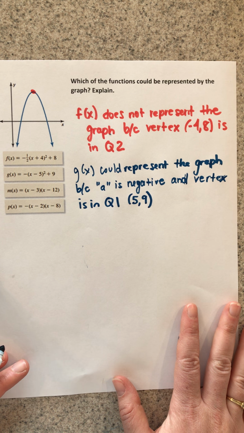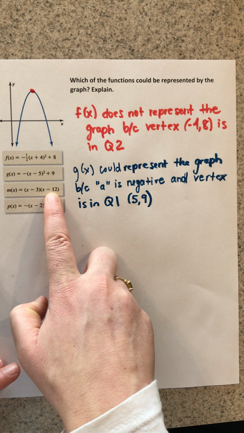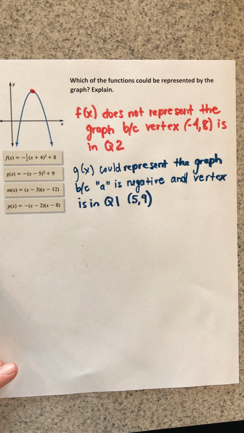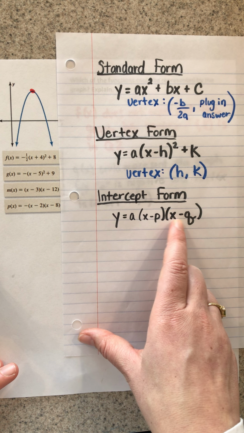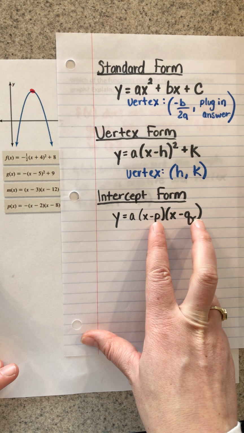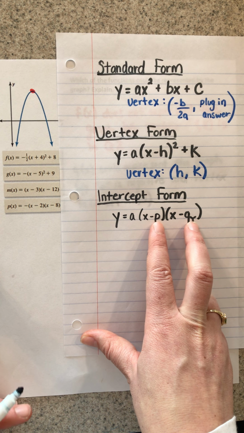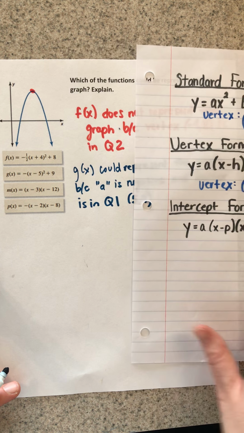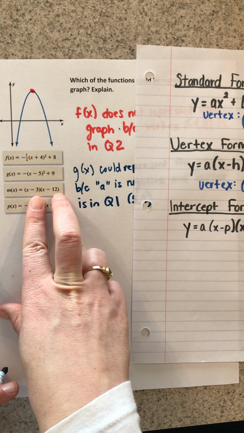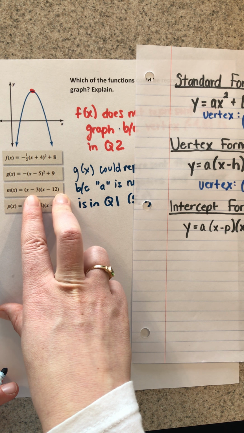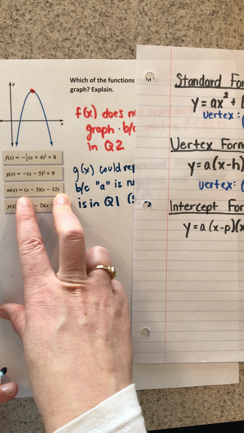Okay, let's look at option 3, m of x. m of x, this happens to be in intercept form. (x minus p)(x minus q). Remember, p and q should be the two x-intercepts, or zeros, or where the parabola is rooted into the soil. When we pull the p out, it becomes a +3, and when we pull the q out, it becomes a +12. So, does it make sense that the parabola is rooted into the soil at 3 and 12?